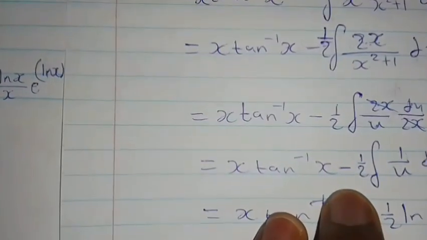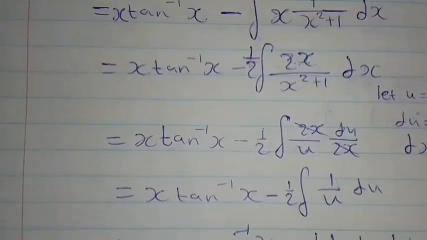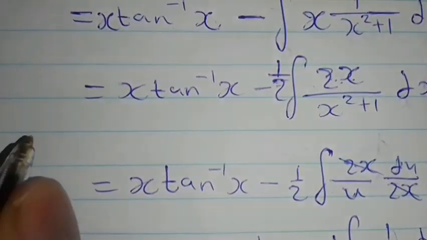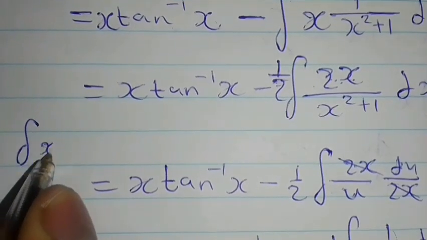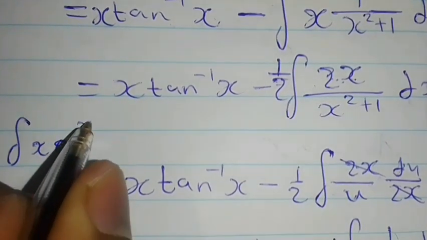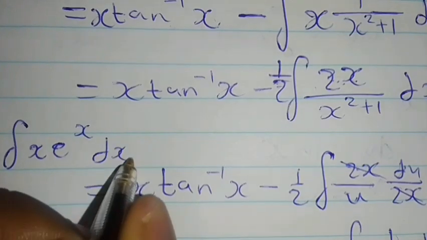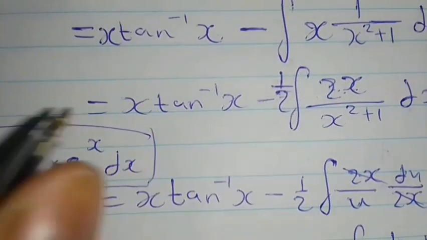Okay. Here's something you can try. The integral of x multiplied by e to the x dx. Try to see if you can do it by parts.